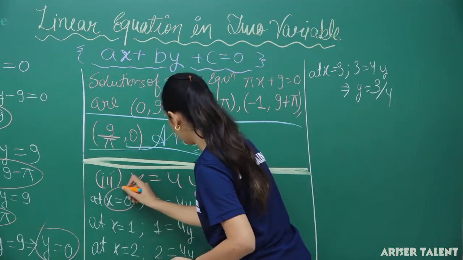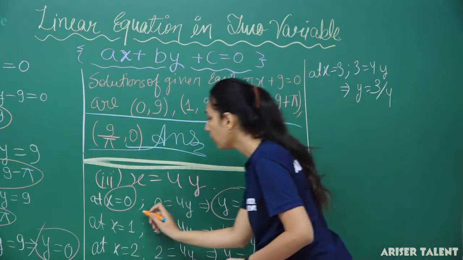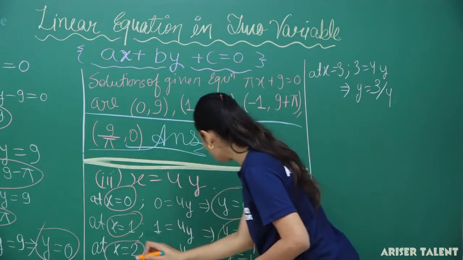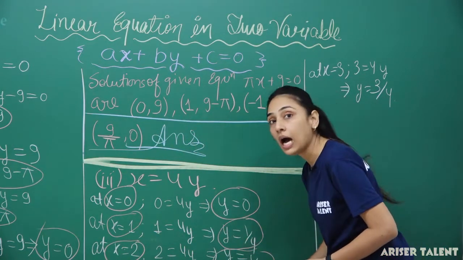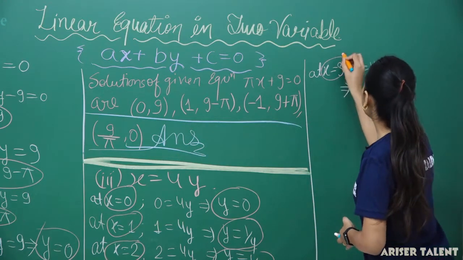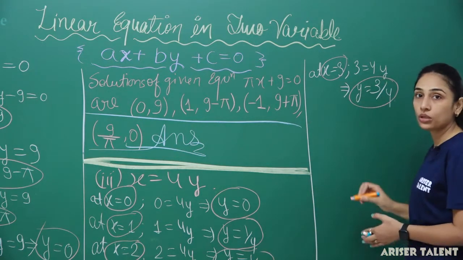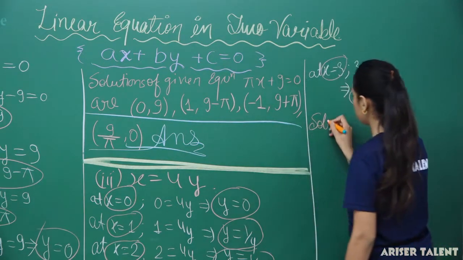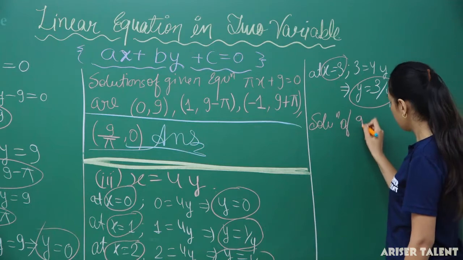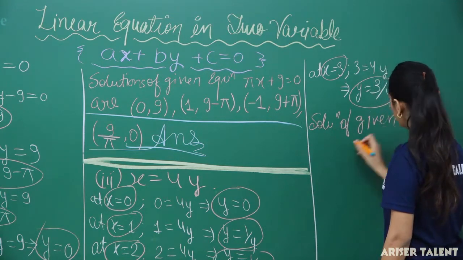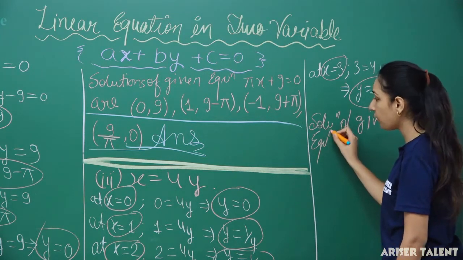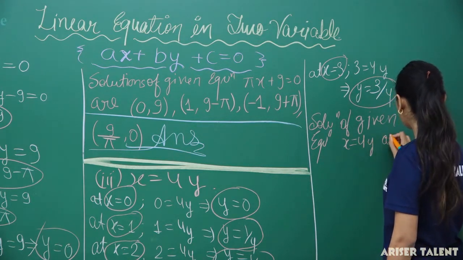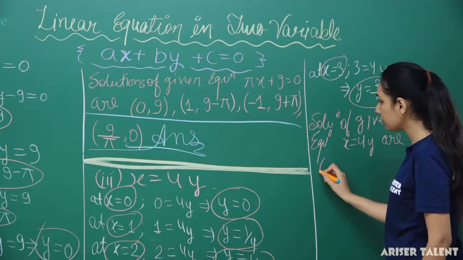At x equals to 0, we are getting y equals to 0. At x equals to 1, we are getting y is equals to 1/4. At x equals to 2, we are getting y equals to half. At x equals to 3, we are getting y equals to 3/4. Right, so what can I write? Solution of given equation. And what equation was it? X equals to 4y.